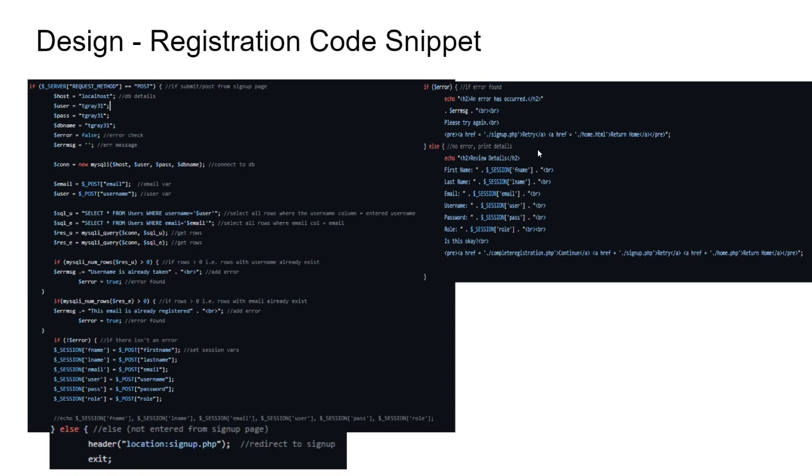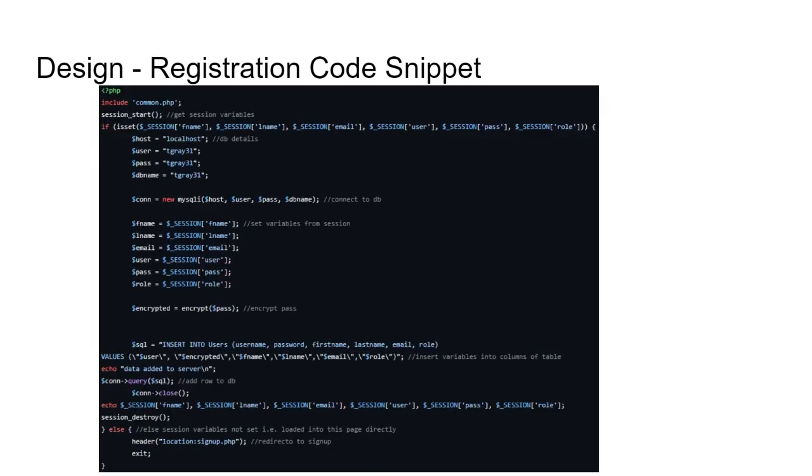On the side here, you can see that when an error is found, that error message is then printed as well as the HTML details. And if no error is found, then of course it prints all the inputted information that were put into the session. And at the bottom here, this is just a precaution in case you try to directly enter the site. If post is not submitted, then you are redirected back to the signup.